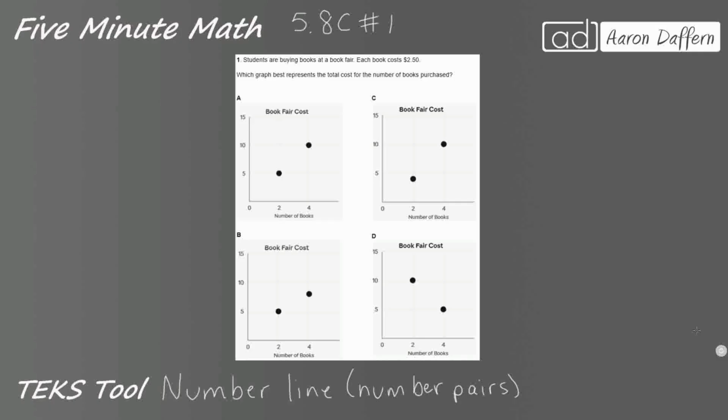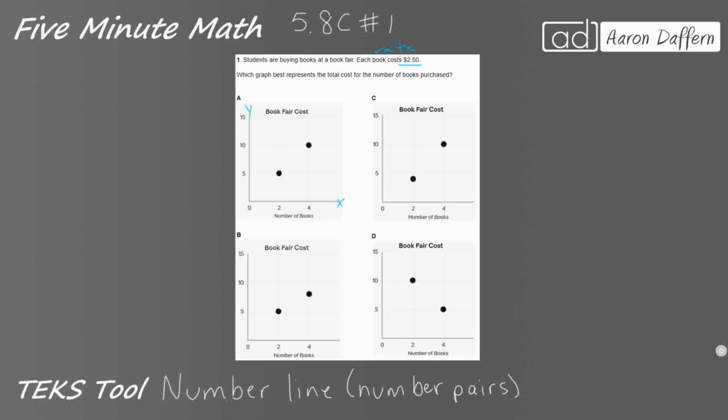So we've got books being bought at a bookstore, and each book costs $2.50. So this lets us know what our rate is, and we want to find the graph that best represents that relationship. Okay, so there's a few different ways we can do that. One way would be to draw a double number line. So here is our x-axis, and here's our y-axis, like on A.